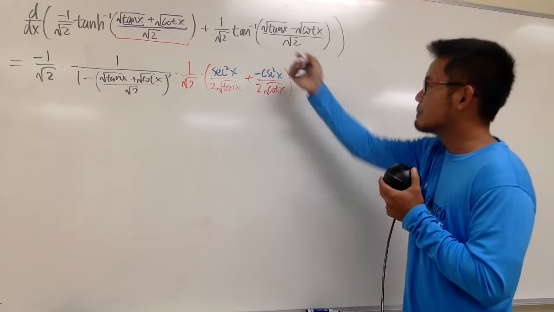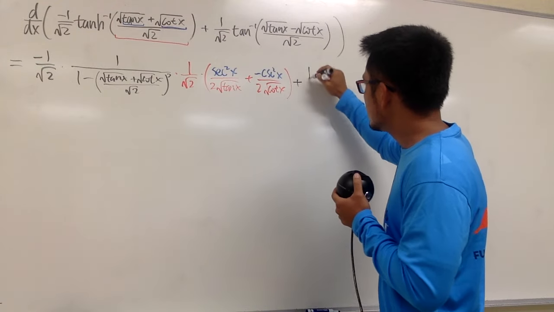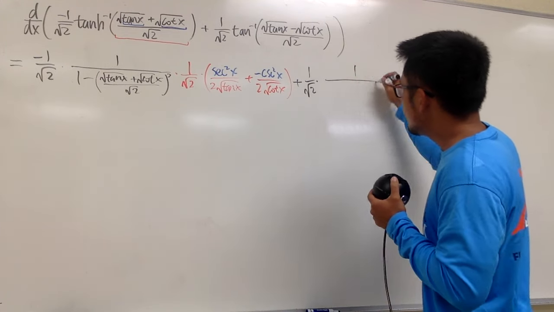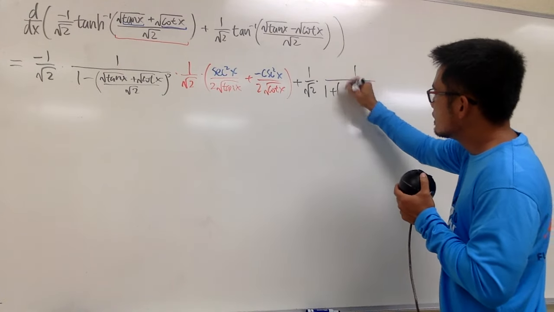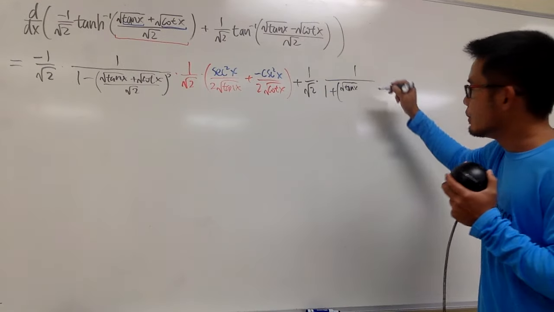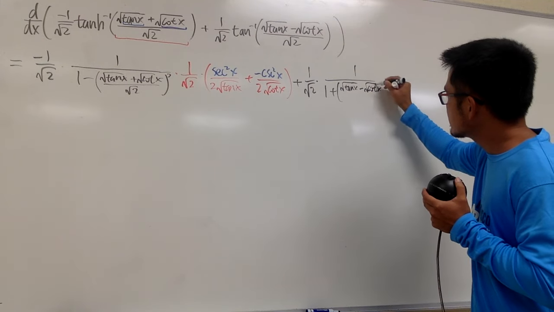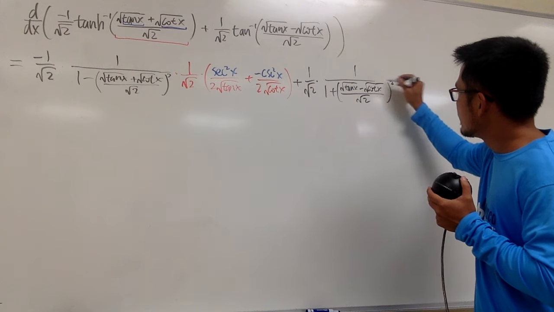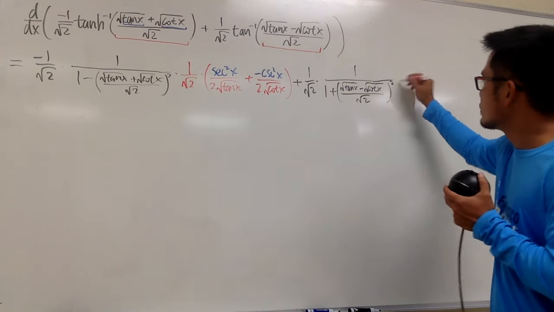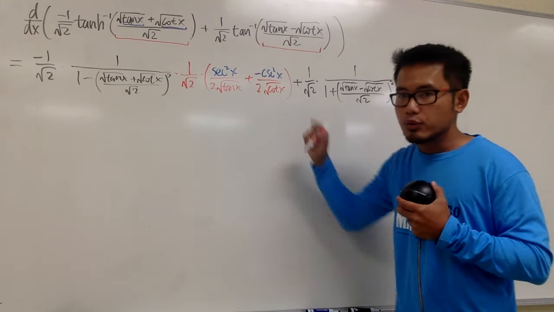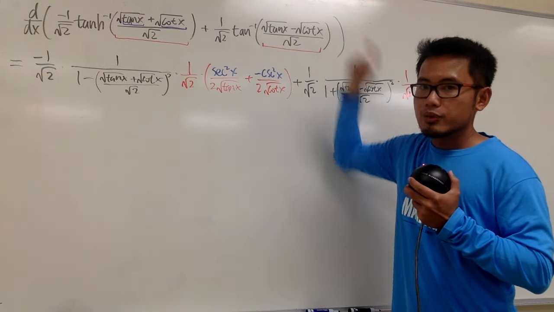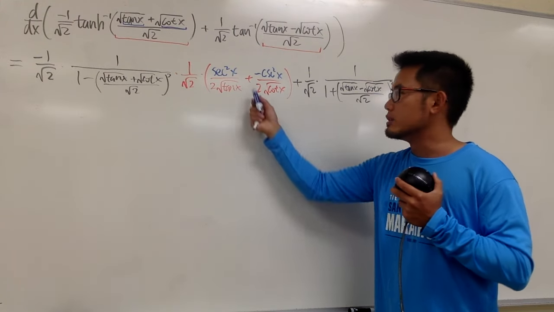And now, moving on to the next part. We add 1 over square root of 2, and then we differentiate this one, which is going to be 1 over 1 plus the inside squared. This is square root of tangent x, and this time there is a minus in between, minus square root of cotangent x over square root of 2, and then we square that. And just like the first part, we have to differentiate the inside by the chain rule. I will also put down the 1 over square root of 2 first. So we have the 1 over square root of 2, and then the derivative of this and the derivative of that. It's pretty much this and that, but with a minus in between.